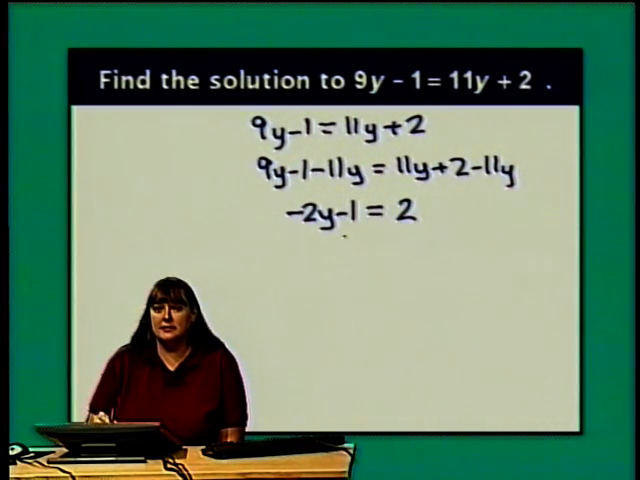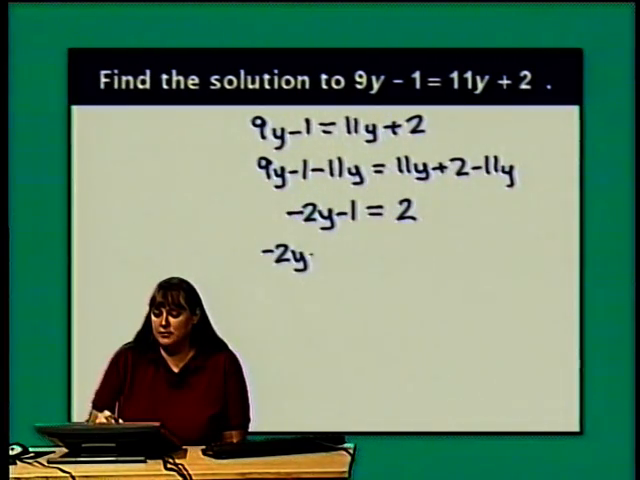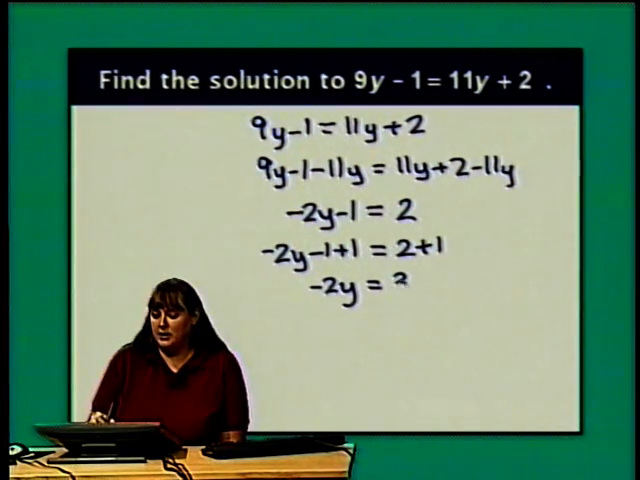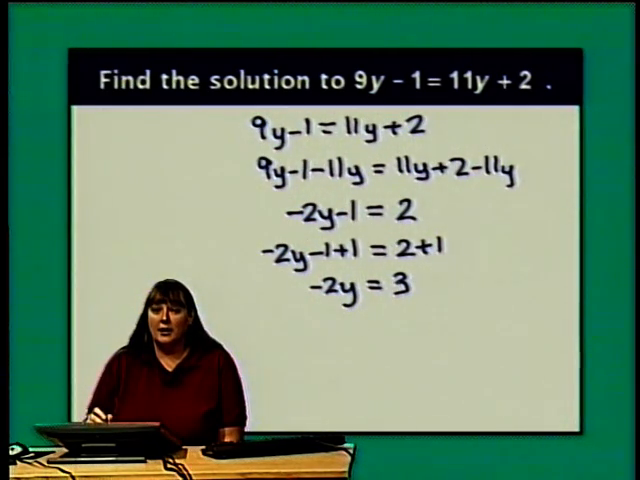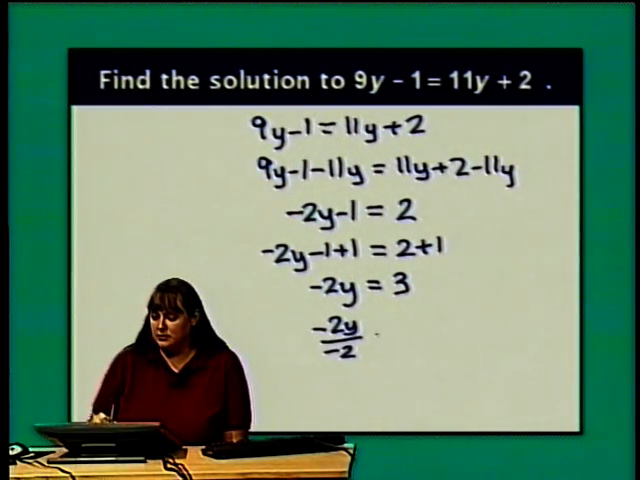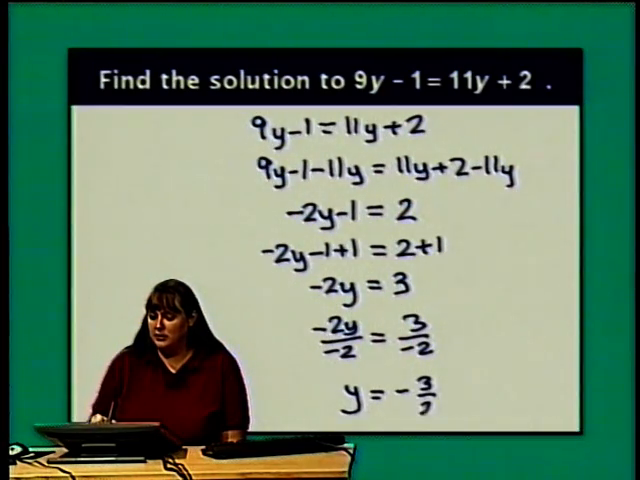Now I'm going to move my constants to the right-hand side of the equal sign. So I need to add 1 to both sides of this equation. Negative 2y minus 1 plus 1 equals 2 plus 1. So I'm left with negative 2y on the left-hand side of the equation and 3 on the right-hand side of the equation. To isolate y, I need to get rid of that coefficient, negative 2. I can do that by dividing both sides of the equation by negative 2. So negative 2y divided by negative 2 equals 3 divided by negative 2. This simplifies to y equals negative 3 halves.